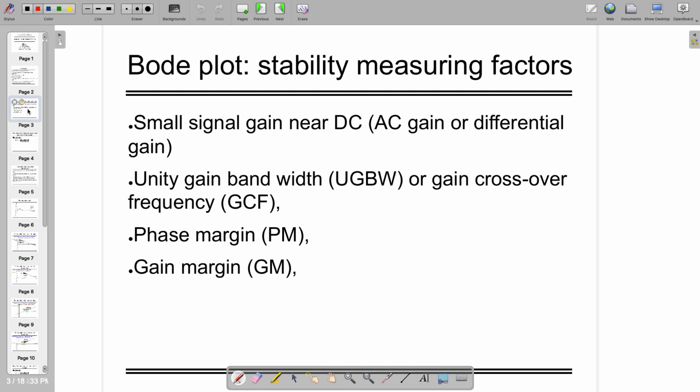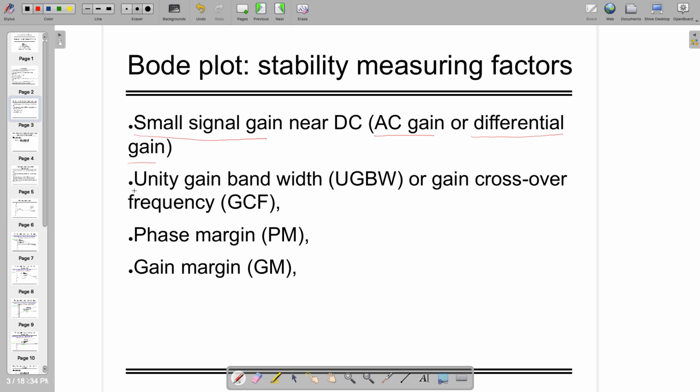Now there are some measuring factors used for stability. One of them is small signal gain near DC. Some people call it low frequency gain also. This is AC gain. Sometimes it's also called differential gain, if your circuit is differential. We are going to study this maybe after the frequency response, but the differential one is deciding the differential gain. Moreover, sometimes it's very useful to see how much gain you are achieving at the bandwidth, where it might be 3 dB.